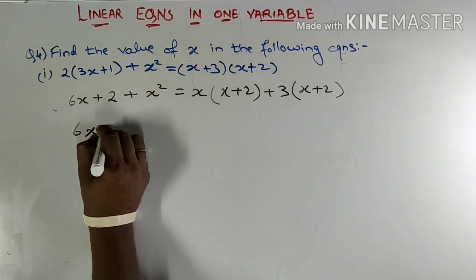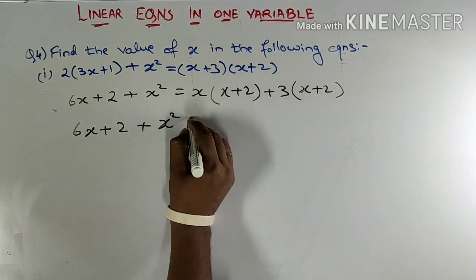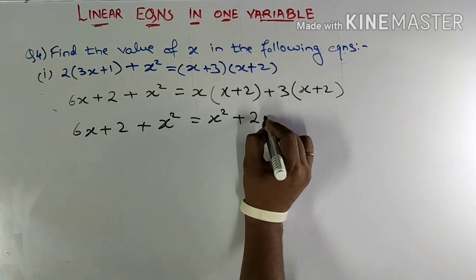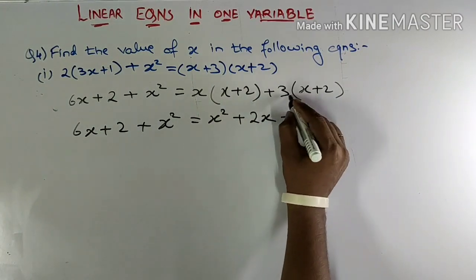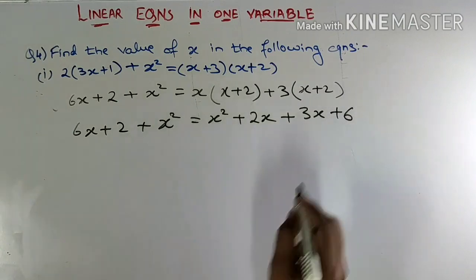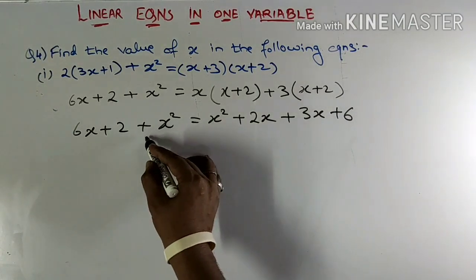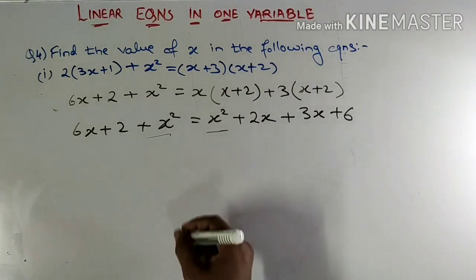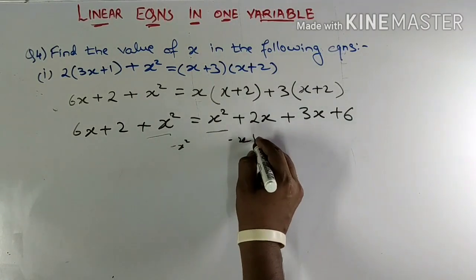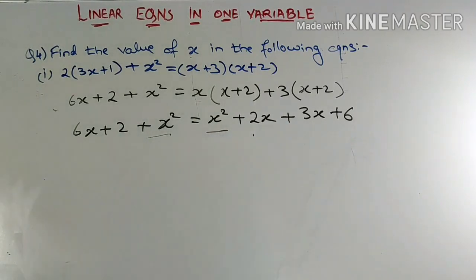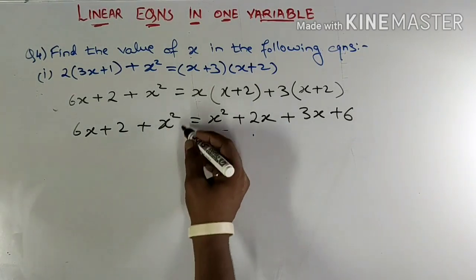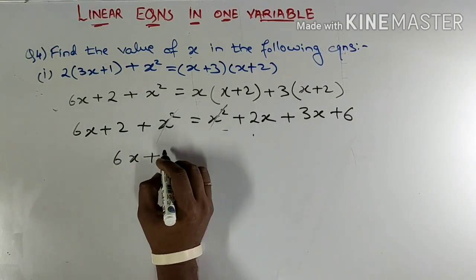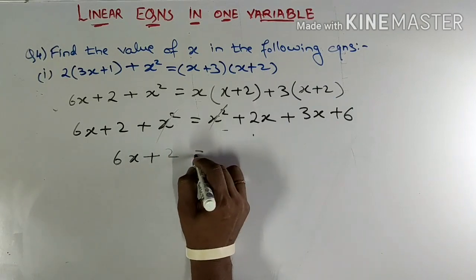So 6x plus 2 plus x square gives you, now open this bracket, x into x is x square plus 2x plus 3x plus 6. Wow, now you see plus x square on both the sides. If I subtract x square from both the sides, that means minus x square and minus x square, I will get rid of this x square. Hence I am left with only 1 degree variables or power 1 variables.